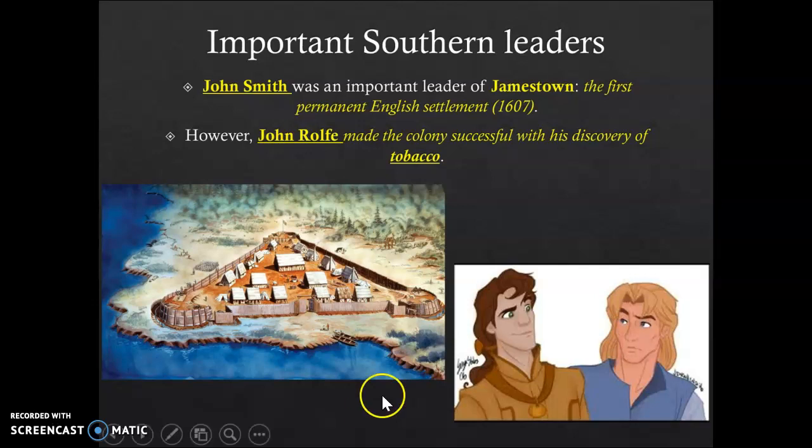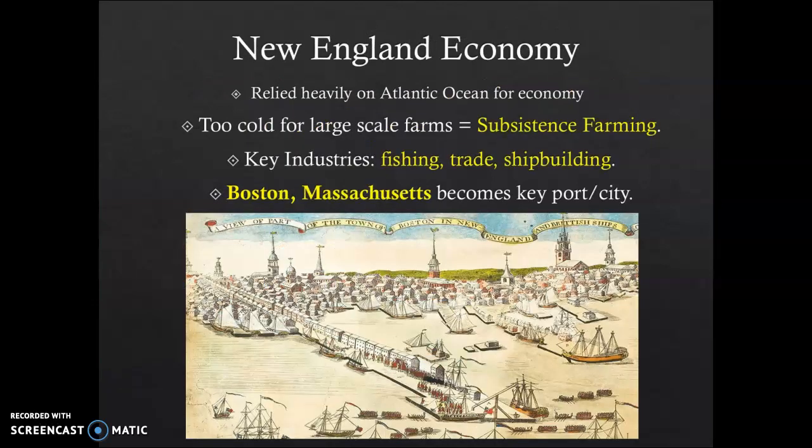You recognize John Smith from the movie Pocahontas if you've watched that movie. John Rolfe is probably the more important one. He made the colony successful with the discovery of tobacco. It would become the most important cash crop in the South for a long time until cotton would come along.